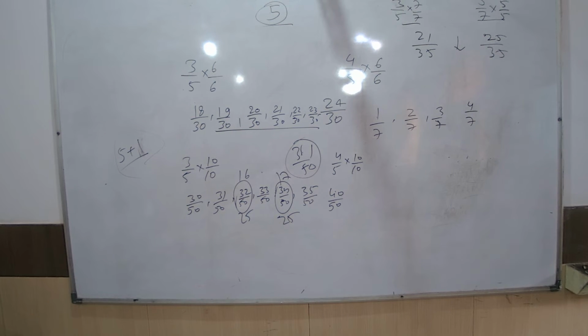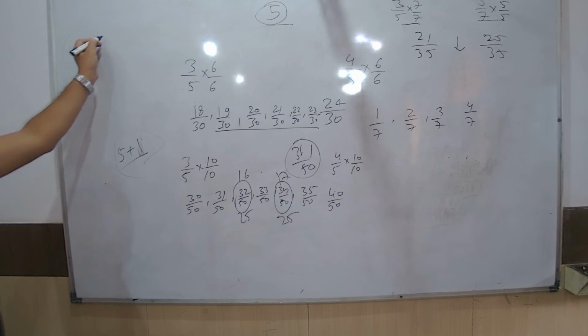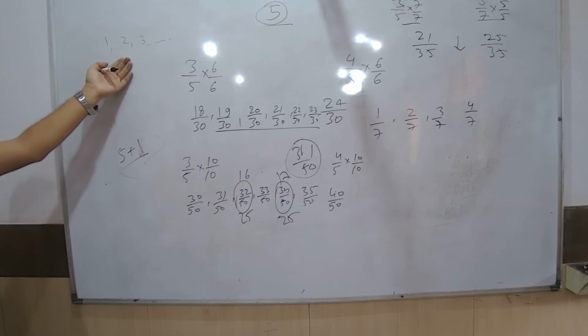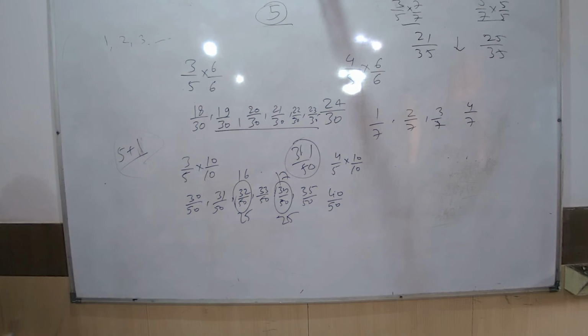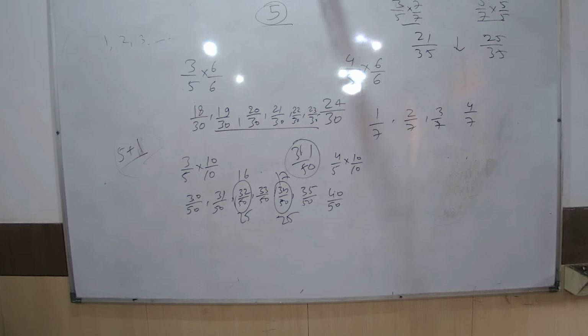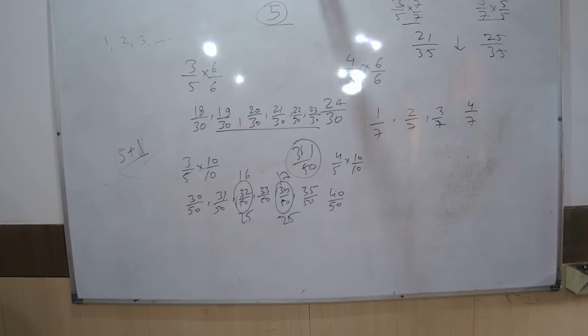False. Every natural number is a whole number. True. Natural numbers mean 1, 2, 3, so they are also whole numbers. Can I say every whole number is a natural number? No, because 0 is not a natural number. 0 is in the whole numbers.